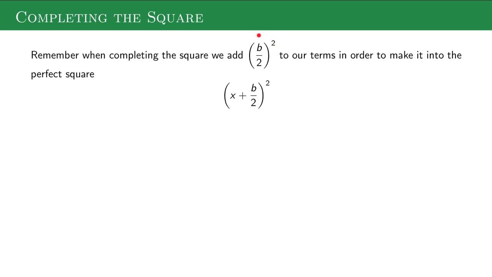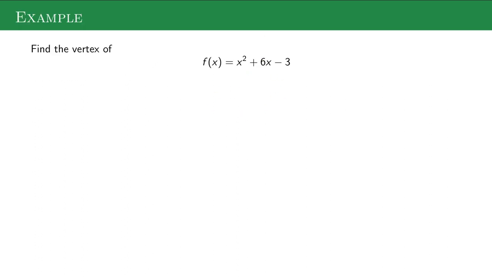By completing the square, we add b over 2 squared to our expression, and that helps us factor into this perfect square. So in this case, x squared plus 6x, our b is 6. We divide that by 2, we get 3. We square that, we get 9. So 9 is what I need to add to my expression.